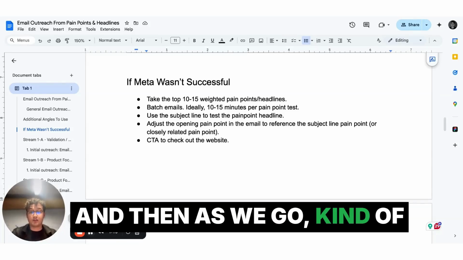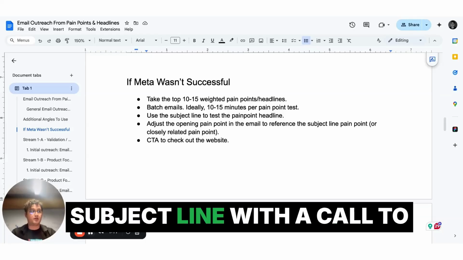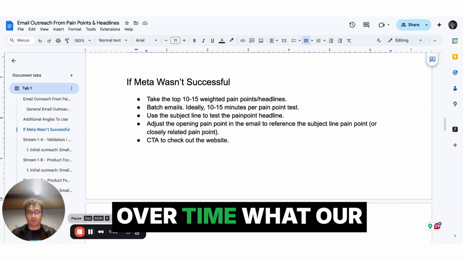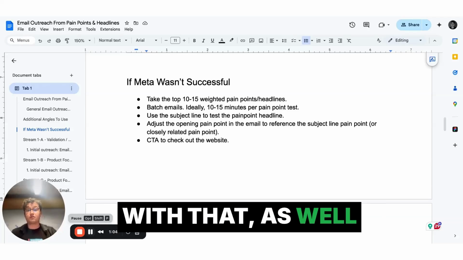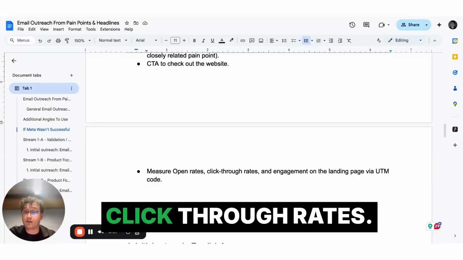And then as we go, we adjust the pain points that we're referencing within the email or within the subject line, with a call to action of the website or to reply. And we start to measure over time what our engagement rates are with that, as well as behavior taken on the website. Ways to measure this include looking at things like open rate or click-through rate.